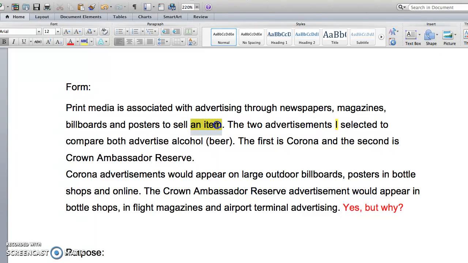When you talk about print media as associated, it's not just about selling an item. Remember, it's about selling a product, a service, or an idea. And again, you use I, please don't.